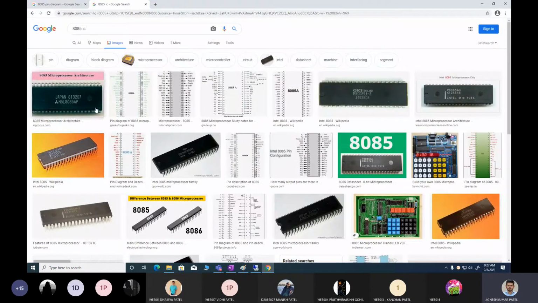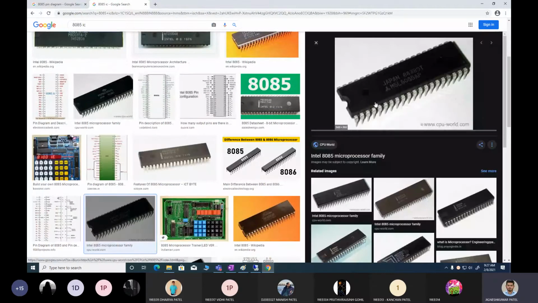See, this is how 8085 will look like. Okay, this one or this one or this one. Let us say this is the 8085. In this 8085, you see 40 pins, totaling 40 pins will be there. So this is pin number one. How to identify whether it's pin number one?